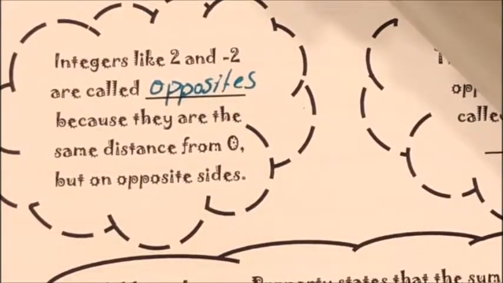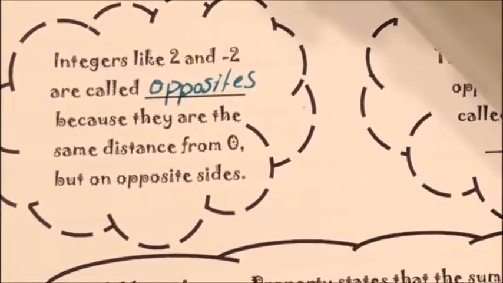So integers like 2 and negative 2 are called opposites because they are the same distance from 0. So other examples could be 3 and negative 3, 10 and negative 10, a million and a negative a million. So those would all be considered opposites.